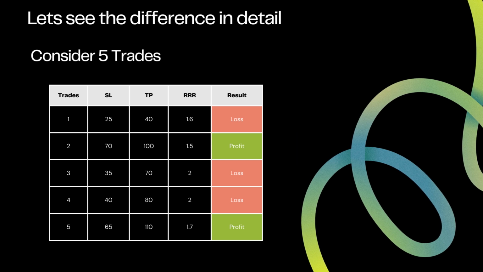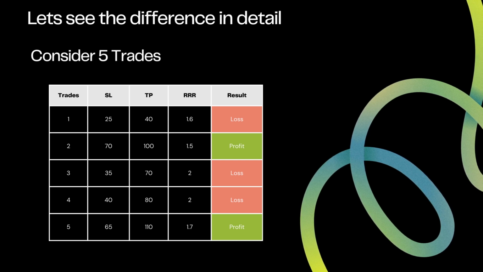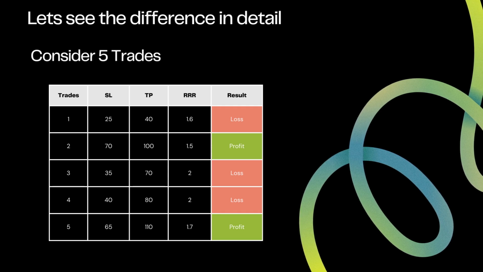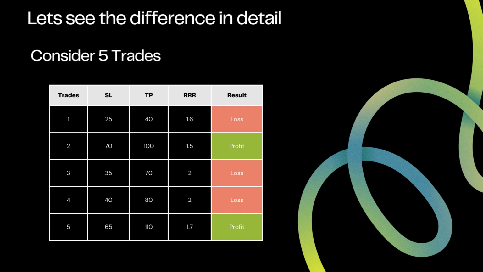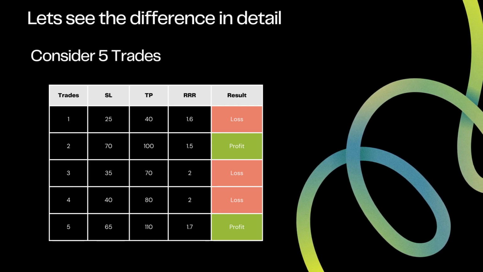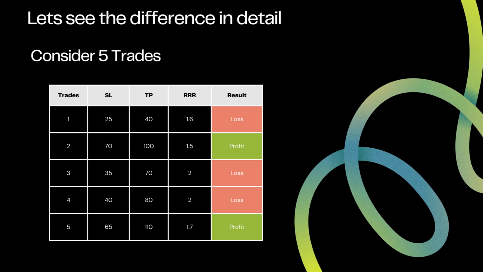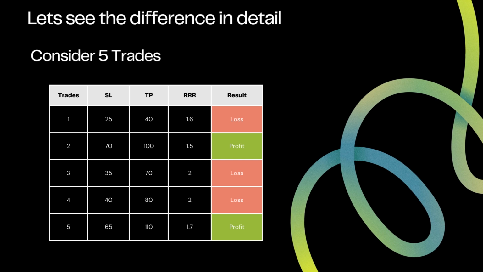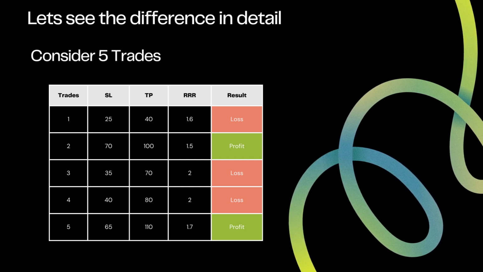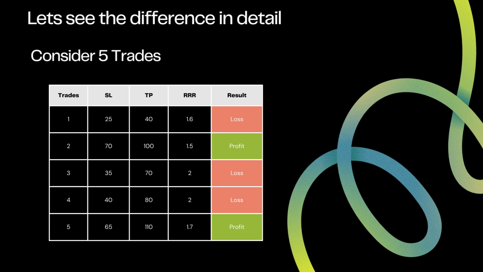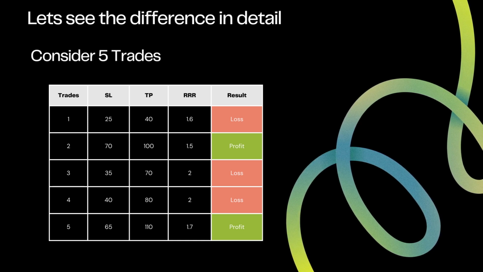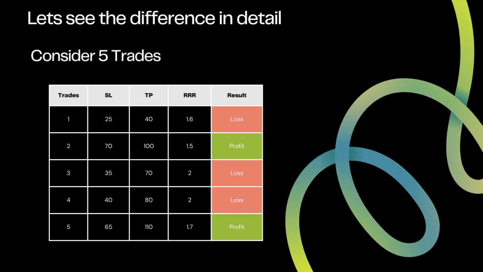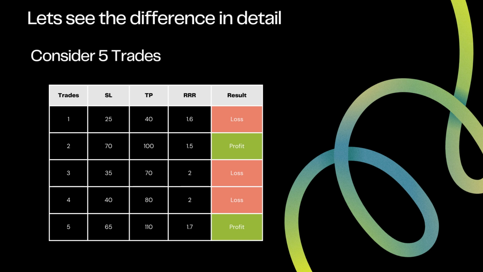The third one is 35 pips stop loss, 70 pips take profit, a risk reward ratio of 2, but eventually went in loss. The fourth one, 40 pips stop loss, 80 pips target, a risk reward ratio of 1:2, also went in loss. And the fifth one has a stop loss of 65 pips, a take profit of 110 with a risk reward ratio of 1:1.7, and reached our target. So in these 5 trades we lost 3 and won 2.